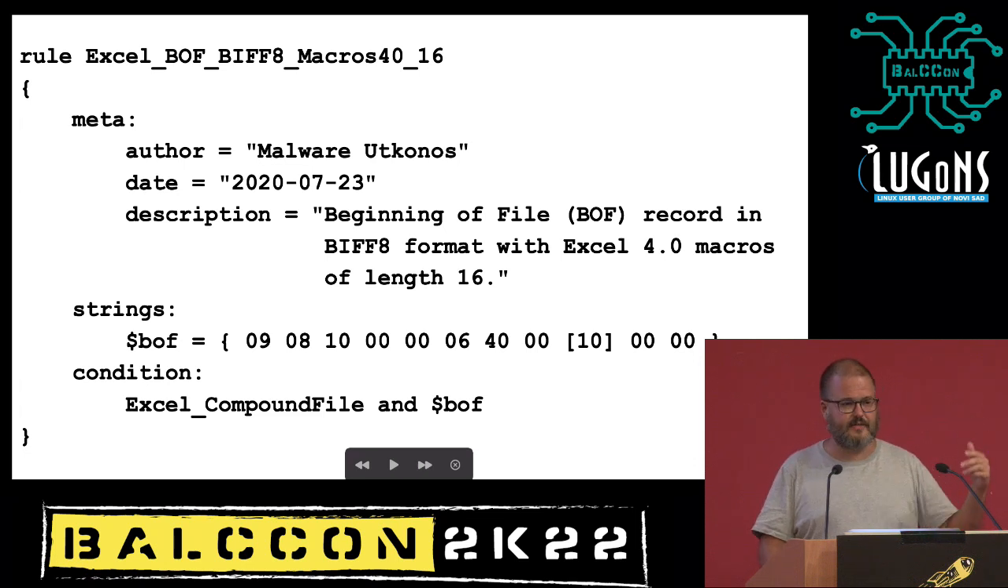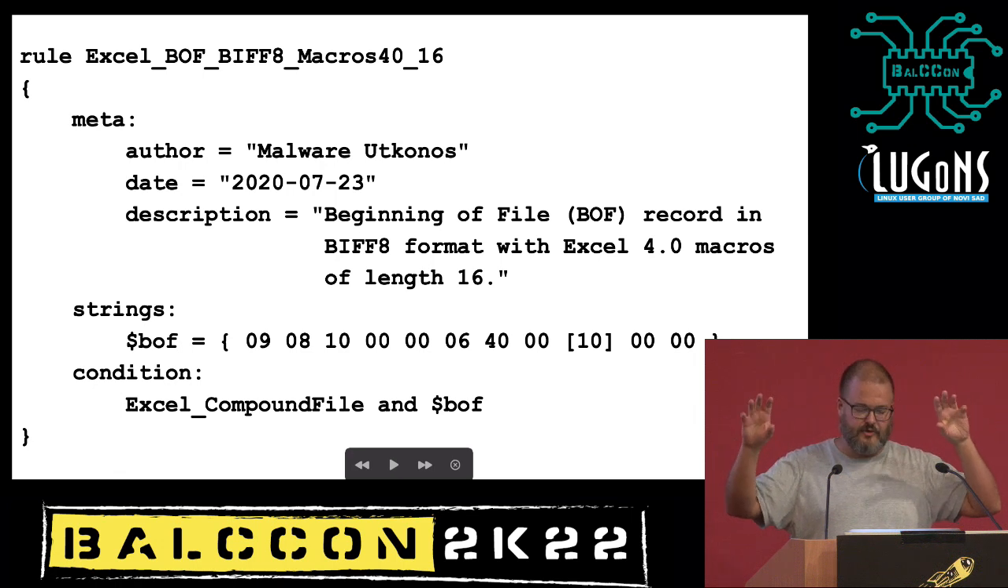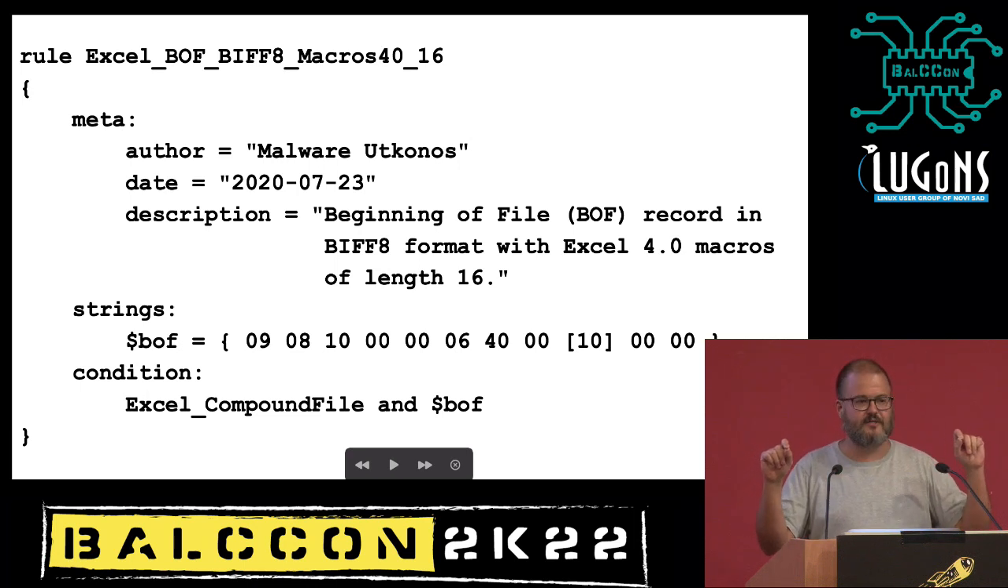So these three rules will detect a BOF record in a compound file. They're nice and small, so they're never going to span a fragment, because the BOF is always at the beginning of a sector in the compound file's file allocation table. You're never going to have a problem with this spanning two sectors. As we'll see later when we get into other indicators, they can actually span two sectors and become fragmented, and then you'll have a false negative, because the file will have the record you're looking for, but it will be broken up so it can't be observed by YARA.